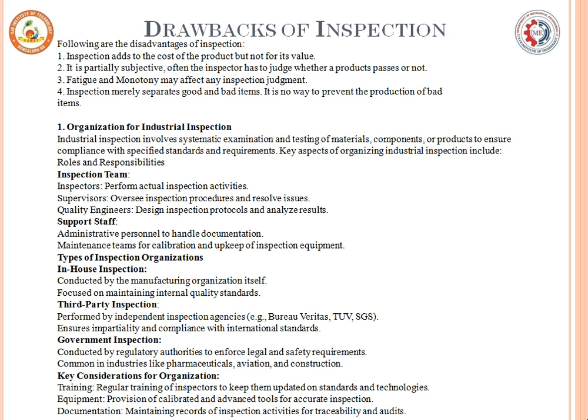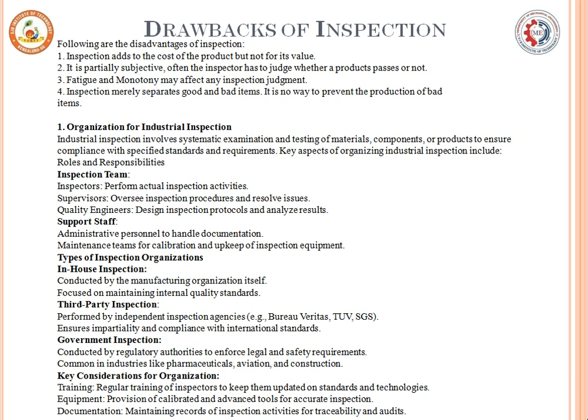What are the key considerations for the organization? Training is scheduled: regular training of inspectors to keep them updated on standards and technologies. Equipment: provision of calibrated and advanced tools for accurate inspection. Further, documentation is maintaining records of inspection activities for traceability and audits. So here, not only using the equipment, it must be inspected regularly, and calibration must be done at different stages so that you'll be able to carry out the required activity. Otherwise, it is difficult to trace the activities.